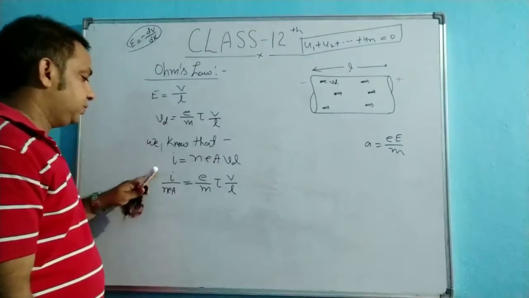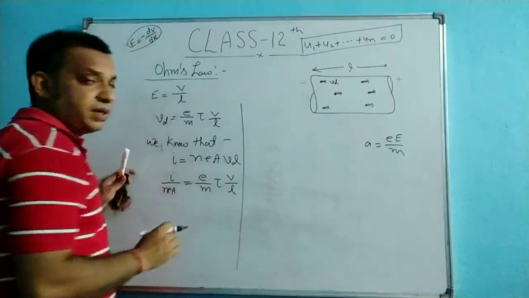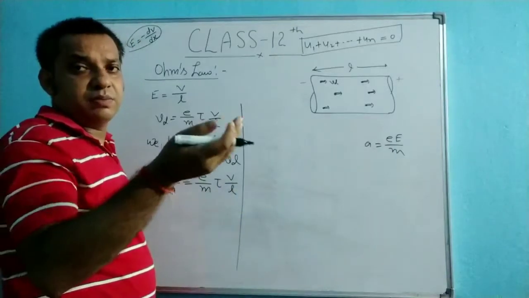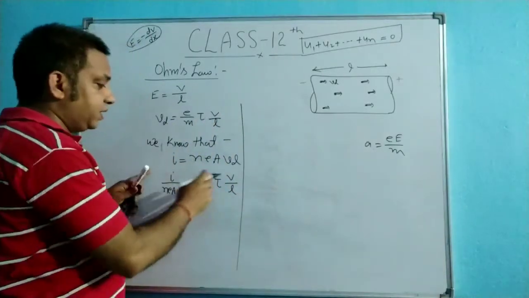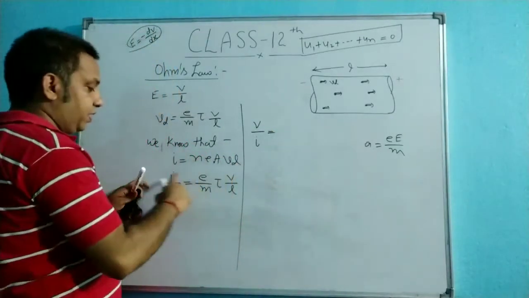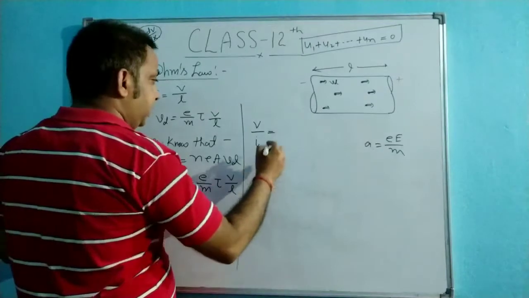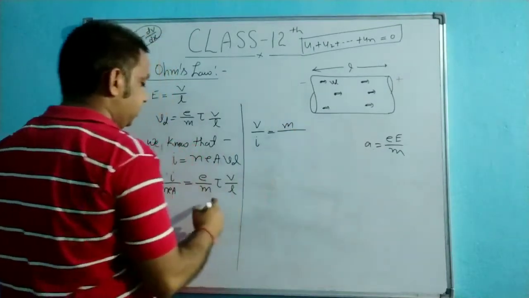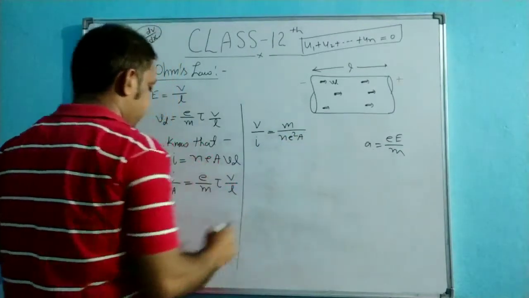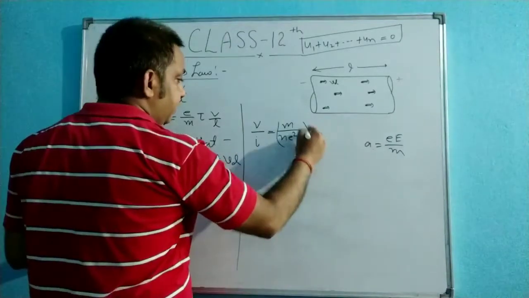Clear? So after simplification, what will we get? Our aim is to find V by I, because from Ohm's law we know that V is equal to I into R, or V by I is equal to R for the constant. So V by I is equal to, taking V on this side and I on that side, M upon N E square A, and this E will multiply E square A.